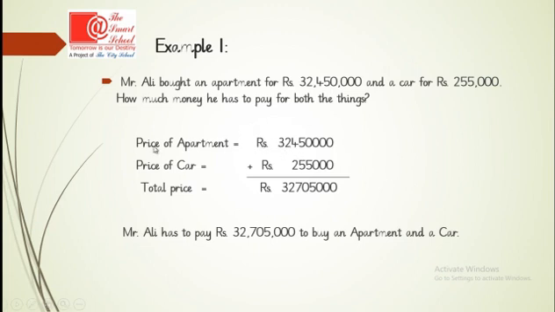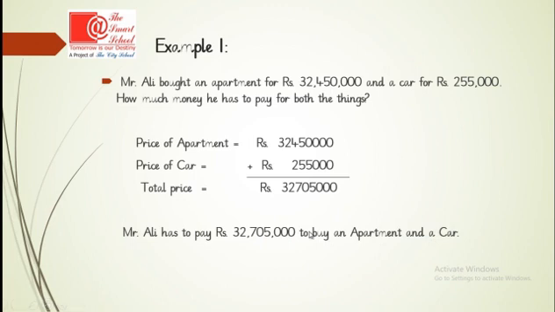So we have written the price of the apartment, we have written the price of the car, and then we added up. So the answer has come 32,705,000. Then we will write the answer statement, that is Mr. Ali has to pay rupees 32,705,000 to buy an apartment and a car. So is it clear which steps we have to follow? Then we will check the answer and then our problem is solved.